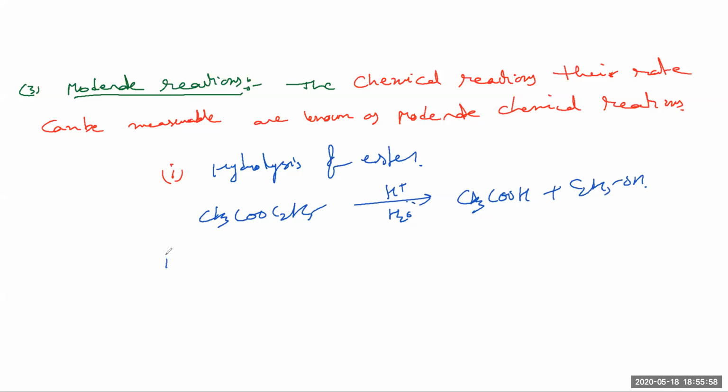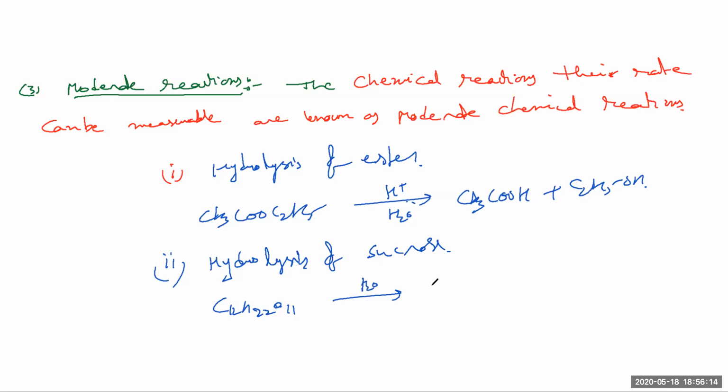And one more is the hydrolysis of sucrose. What is the sucrose formula? C12H22O11. On hydrolysis it gives C6H12O6 plus C6H12O6, glucose and fructose. Note it down.